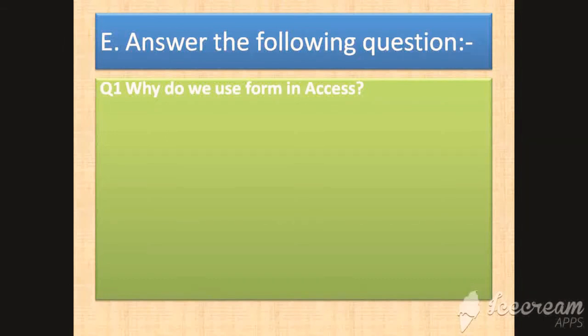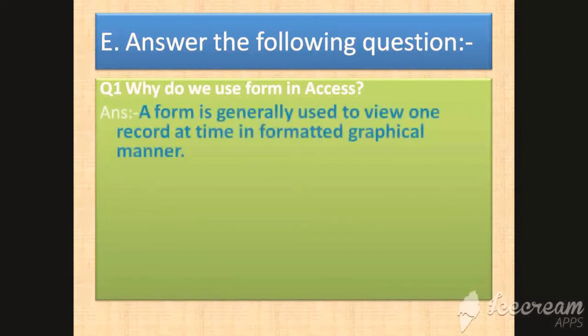You know what is a form, you know how to create the form, but why is it required? Let's see the answer. A form is generally used to view one record at a time in a formatted graphical manner. You have seen how a form looks in a graphical format, right? So that is the use of a form. If you want to display one record at a time, we use what? Form.